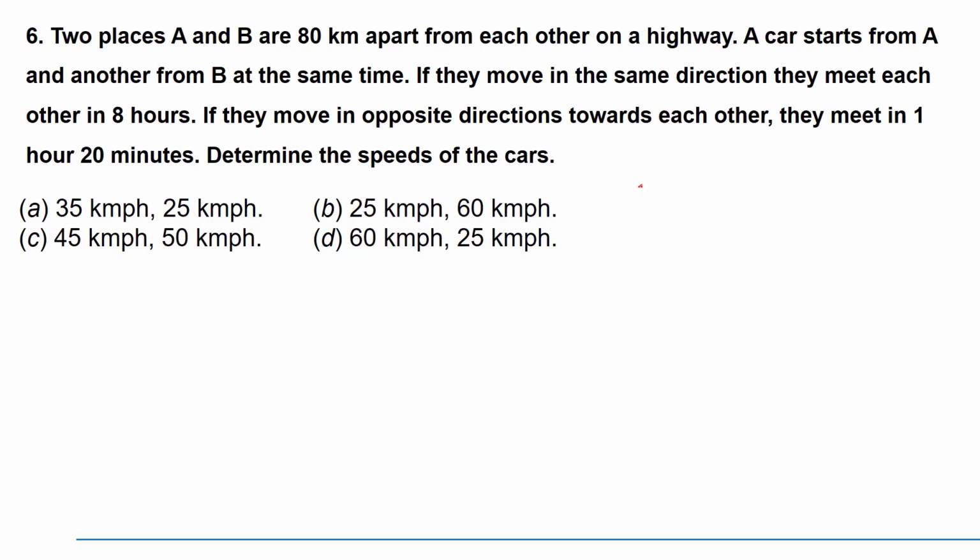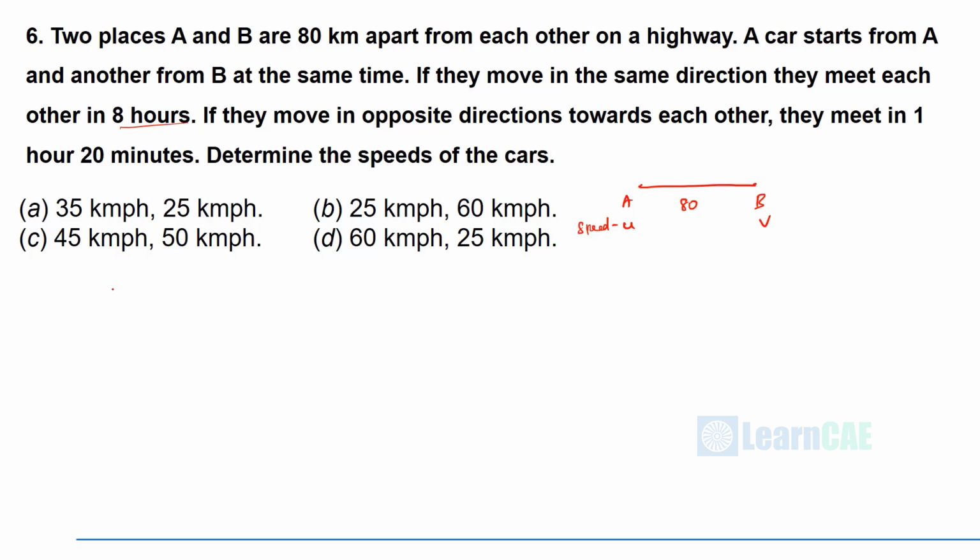So there are two cars separated by a distance of 80 km. Let this be A and let this be B. The distance is 80 km. Let u be the velocity of A and v be the velocity or speed of B. They are saying a car starts from A and another from B at the same time. If they move in the same direction, then they meet in 8 hours.